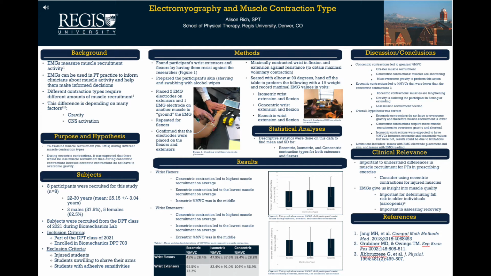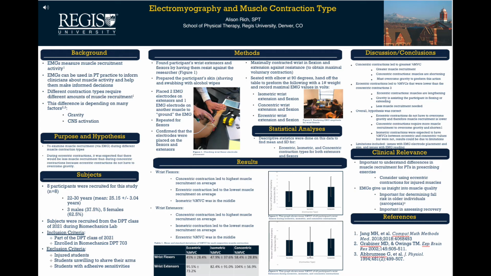What we found is that concentric contractions did in fact lead to the highest muscle recruitment on average for both the wrist flexors and the wrist extensors. For wrist flexors, the eccentric contraction led to the lowest muscle recruitment on average, and for wrist extensors, the isometric contraction led to the lowest muscle recruitment on average. Below is a table that shows these respective values and their standard deviations, and the 2 graphs show the percent MVC for the participants' wrist flexors and extensors during each contraction type.